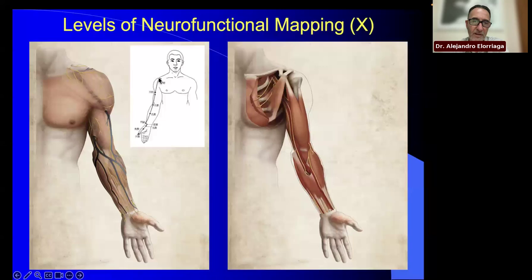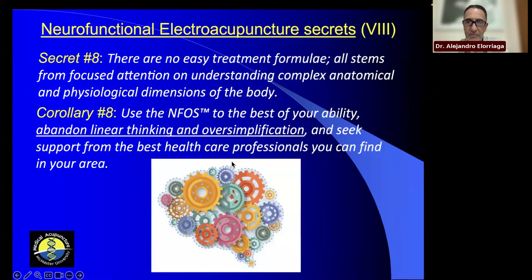So here the large intestine meridian follows the superficial radial nerve on this territory. The master of the heart meridian follows the median nerve, and so on and so forth. And all these methods are useful if we put them in the context of a model. So this is the last secret, secret number 8.